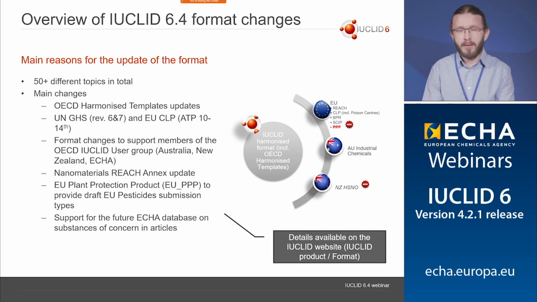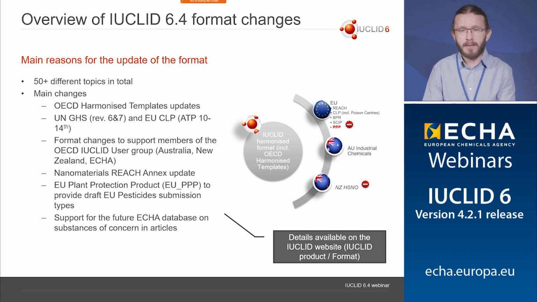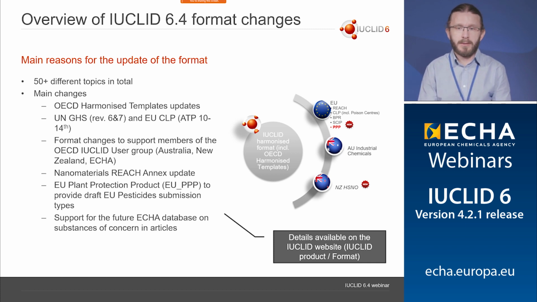We also took into account updates to the Globally Harmonized System at the United Nations level, revisions 6 and 7. We also included updates in relation to the latest version of the CLP Regulation in Europe, and we covered the latest Adaptations to Technical Progress 10 to 14. We continued our format changes to support members of the OECD Euclid user group, and we work together with regulatory organizations in Australia and New Zealand, and of course in ECHA, to introduce new changes to the format.